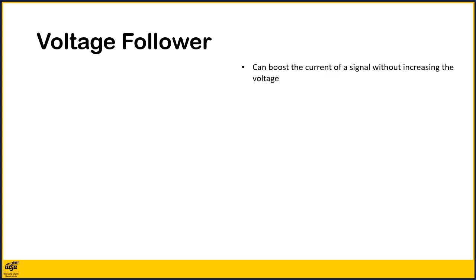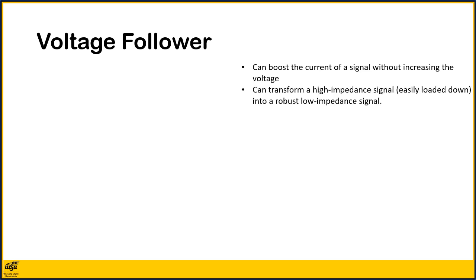The voltage follower, which is a very useful circuit, can boost the current of a signal without increasing the voltage. It can transform a high impedance signal, which is easily loaded down, into a robust low impedance signal.